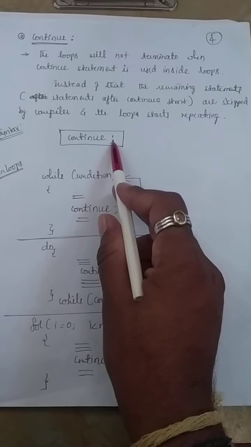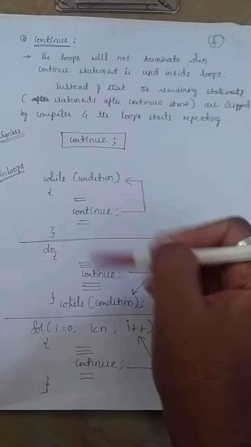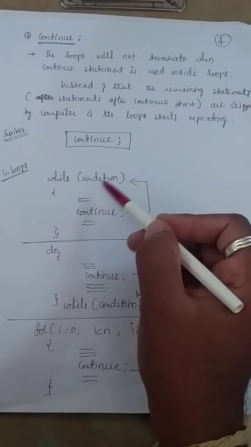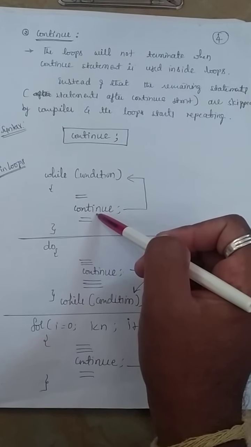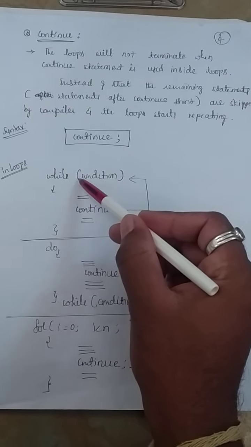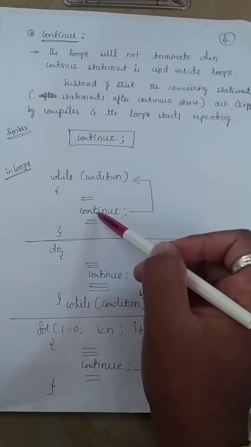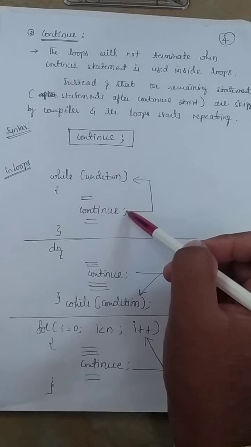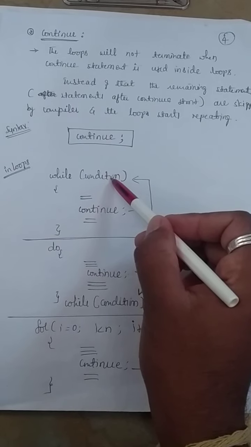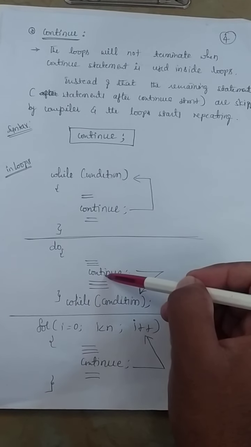Okay, now you can use this continue statement inside the loops like this. See what happens in a while loop if I use continue. While condition, some statements, and then some continue statement, some statements, and close. So while executing these statements one by one, once the continue statement executes, control will go back to the while loop condition.